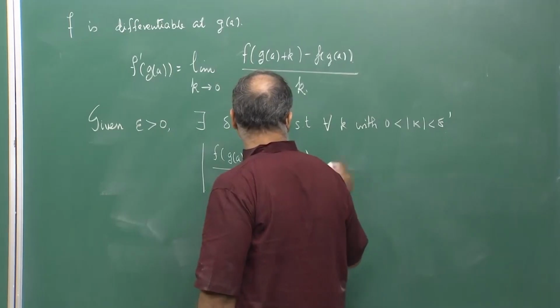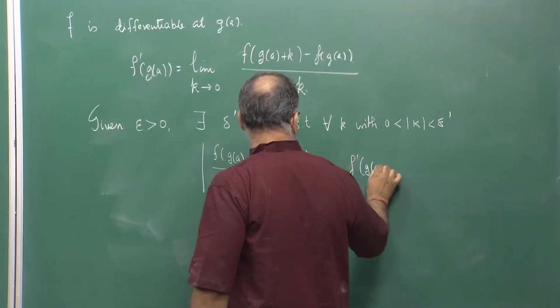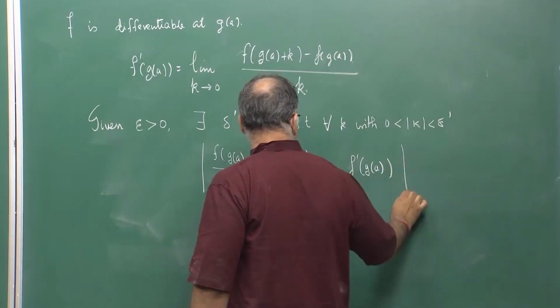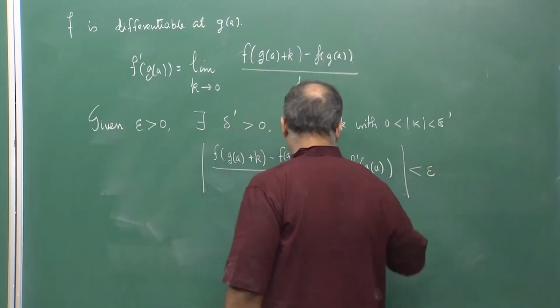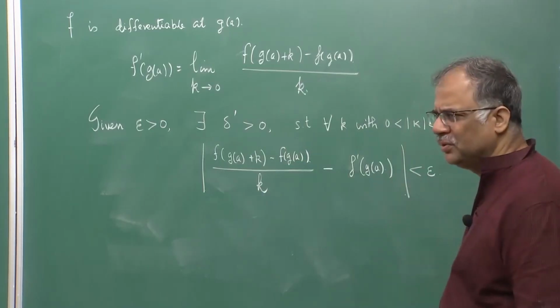So, minus f dash of G(A), this must be less than epsilon. This is the standard definition you already know. I have already spoken about the derivative and given this definition. So, this is what you already know.